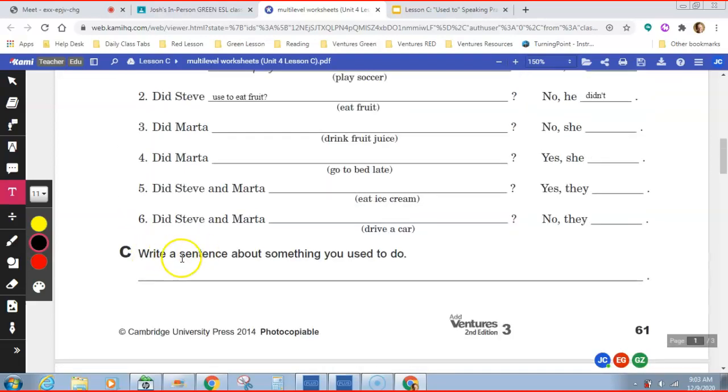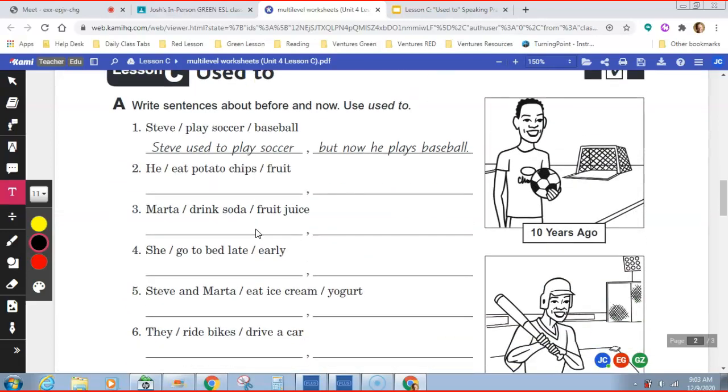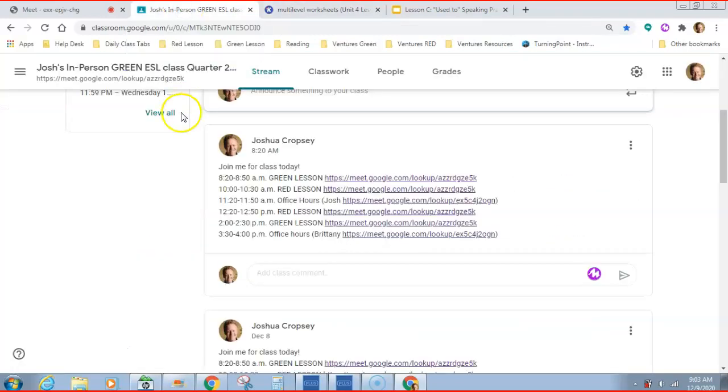And then the last one here, write a sentence about something you used to do. So that's just something you can do to practice. Good job. And then, of course, the rest of these are the same. They're just a little bit more difficult because they don't give you any information. So that's the end of our lesson for today.